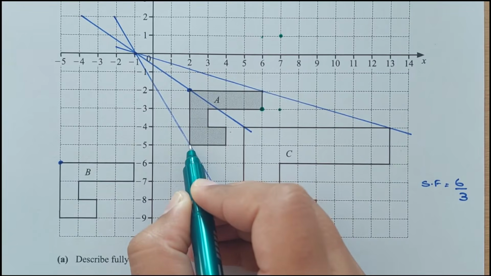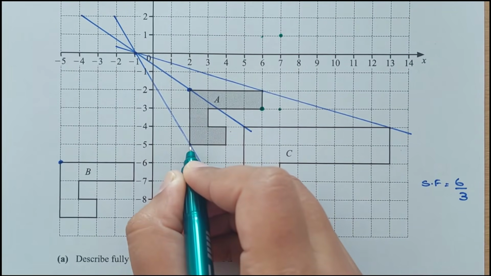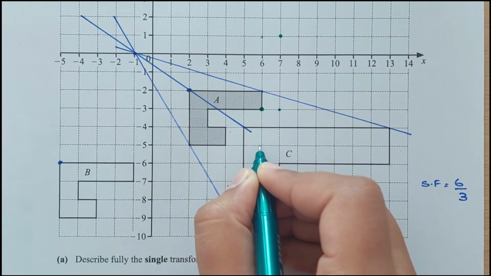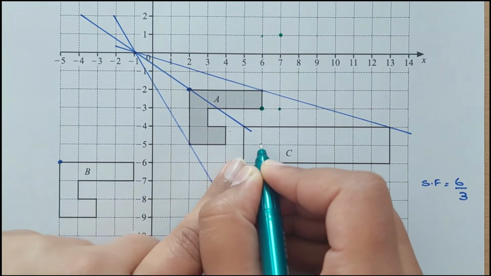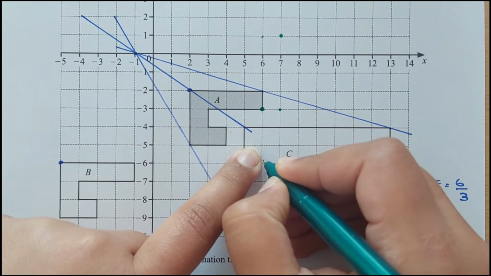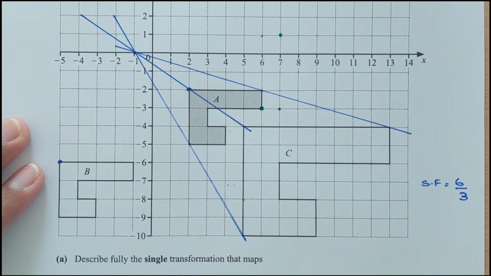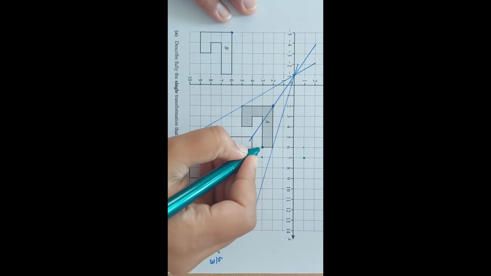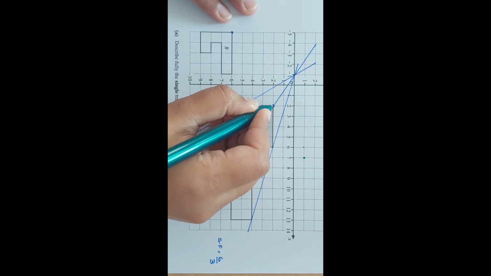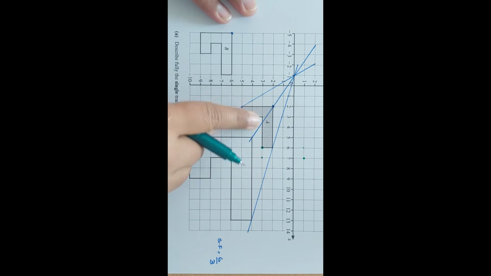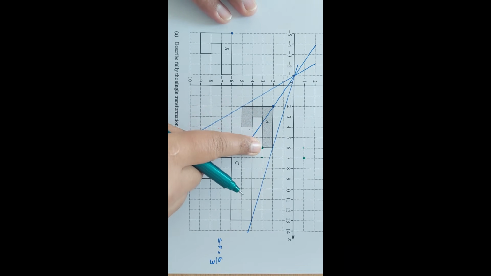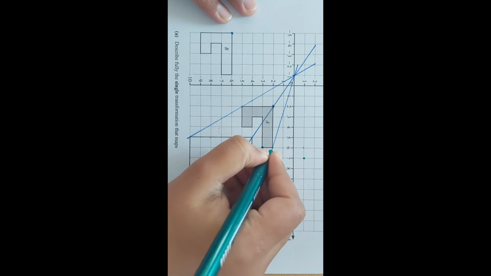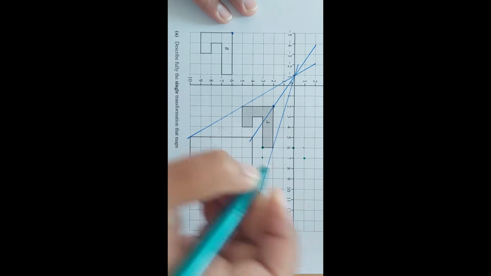Now let me do this point's distance from the center. We have to move 4 units to the right, so the opposite of right is we move 4 units down from the center. Okay, so we did this point. Now let me check this point. It is 3 to the right from the center, so we move 3 up. This point.